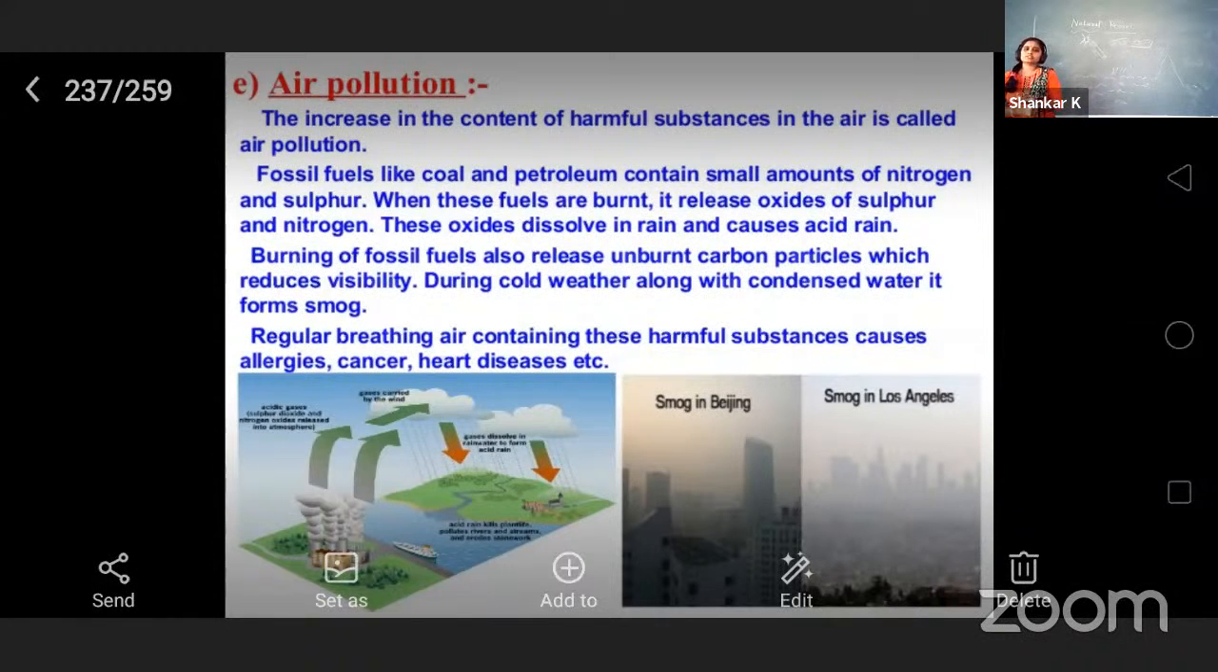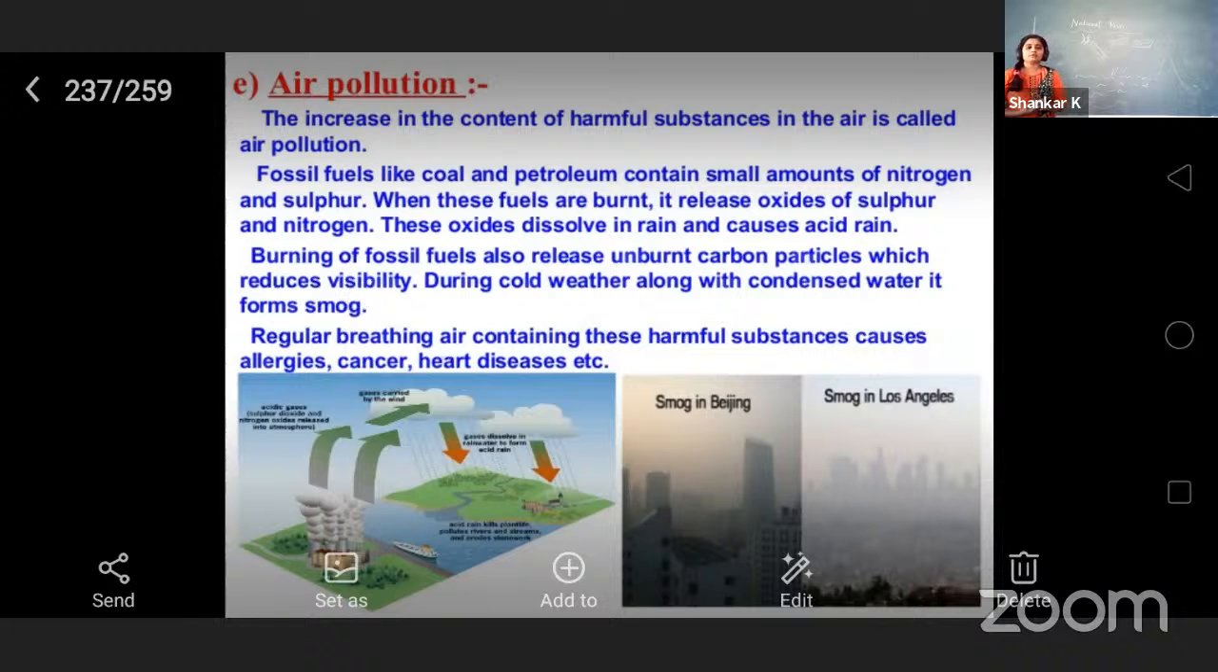Fossil fuels like coal and petroleum contain small amounts of nitrogen and sulfur. So when these fossil fuels, coal and petroleum, are burned, what do they release? They release oxides of sulfur and nitrogen oxides into the air. These oxides dissolve in rain and cause acid rain, we call it. The burning of fossil fuels also releases unburned carbon particles, which reduce visibility.